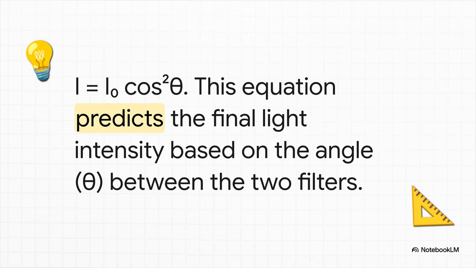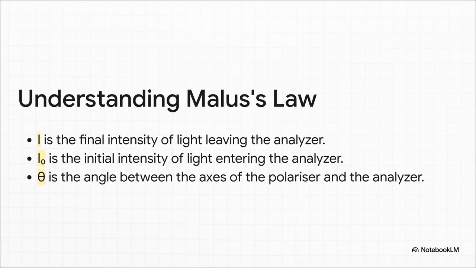Now, don't let the symbols freak you out. This is literally the secret code that explains why your sunglasses make your phone screen go dark. Let's break it down. It's actually pretty straightforward. I is just the final brightness, what you see at the very end. I naught is the brightness of the light after it's gone through the first filter. And that little symbol, theta, well, that's just our all-important angle between the two filters. So basically, the final brightness depends completely on the cosine squared of that angle.